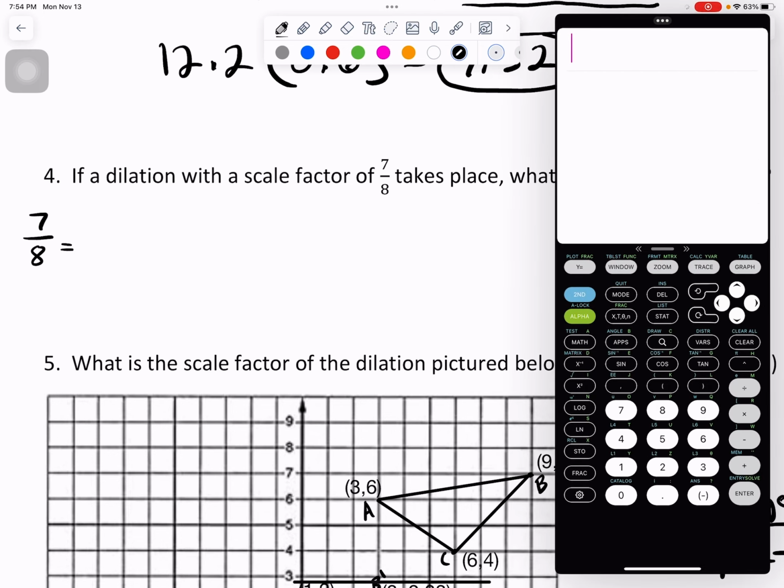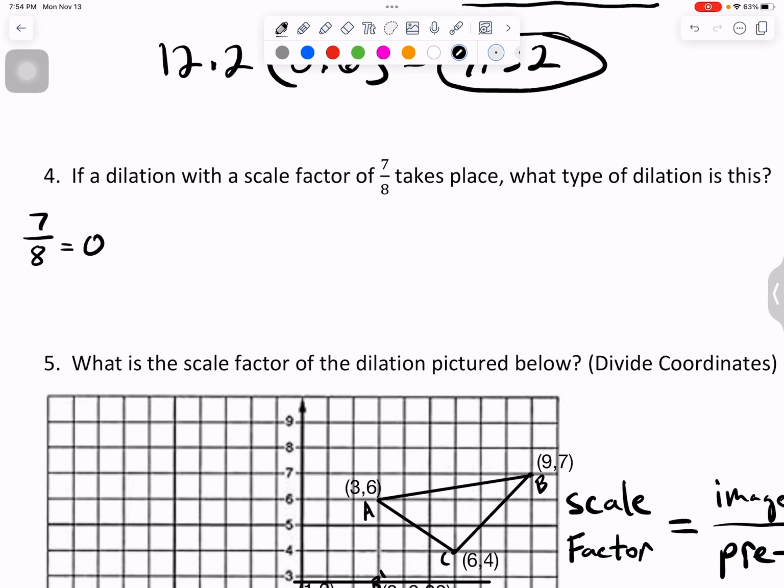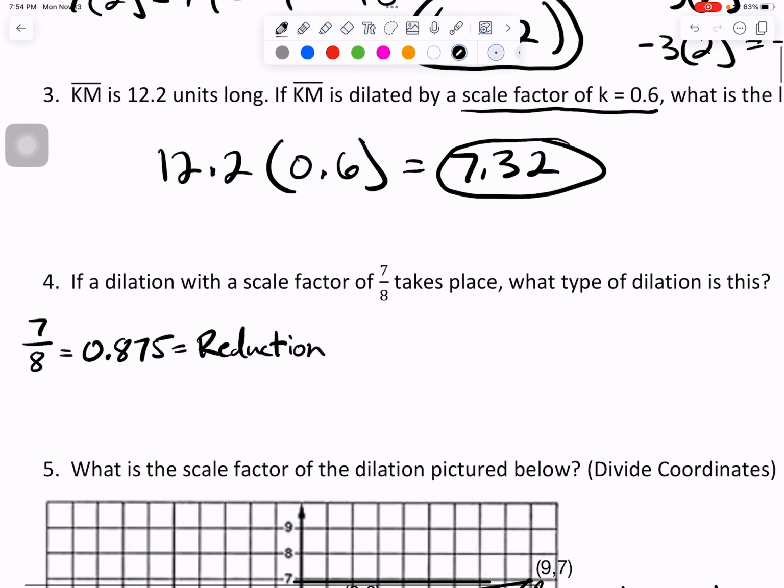So let's pull in our calculator. Let's do 7 divided by 8. It equals 0.875. So we don't have a whole pizza. We have 0.875, which equals a reduction, okay? Because when you multiply any number by a number that is less than 1, it's going to shrink. It's going to be reduced. It's going to get smaller.